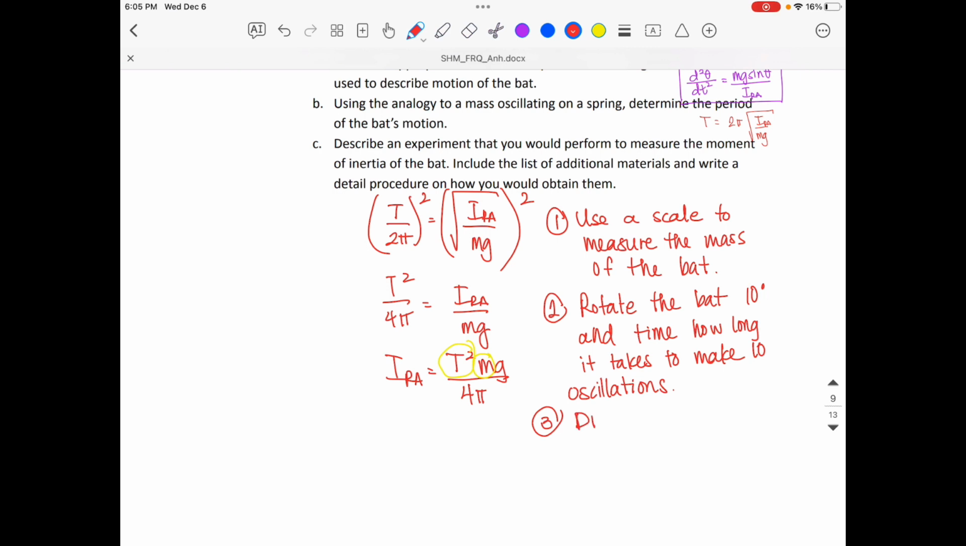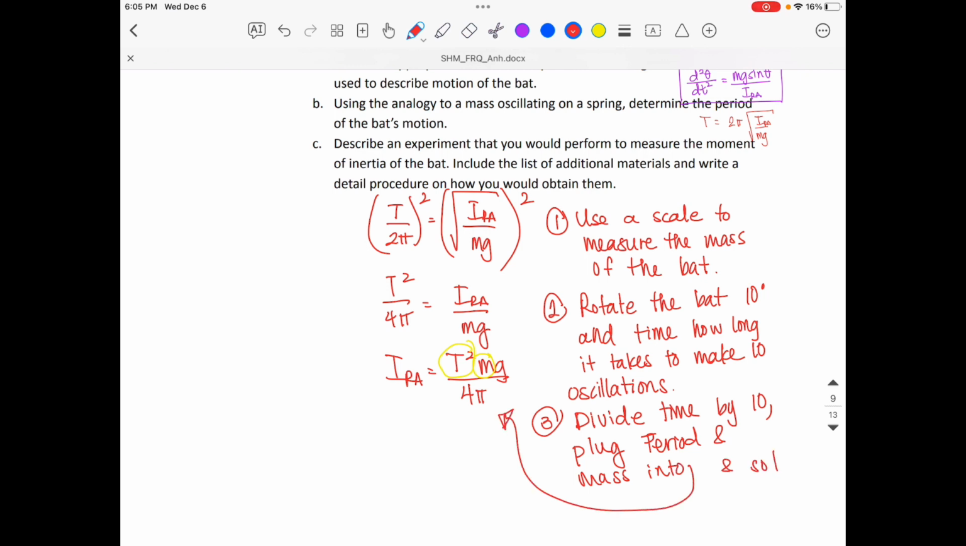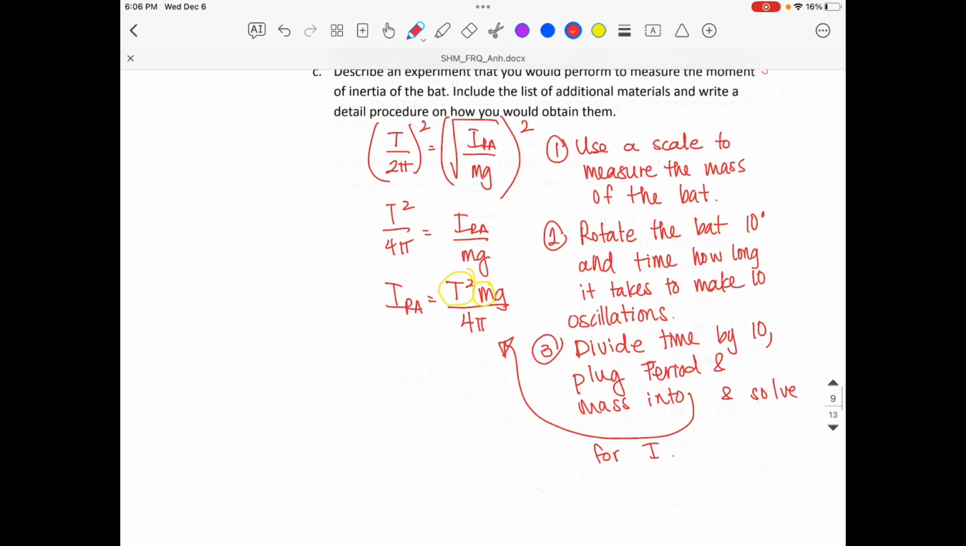divide time by 10, plug period and mass into this equation and solve for I. And that would be your experimental design.